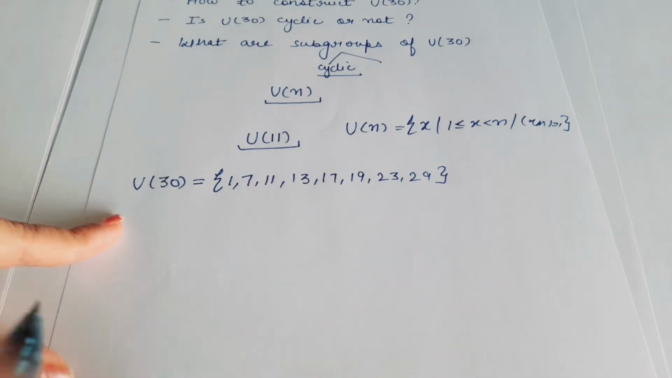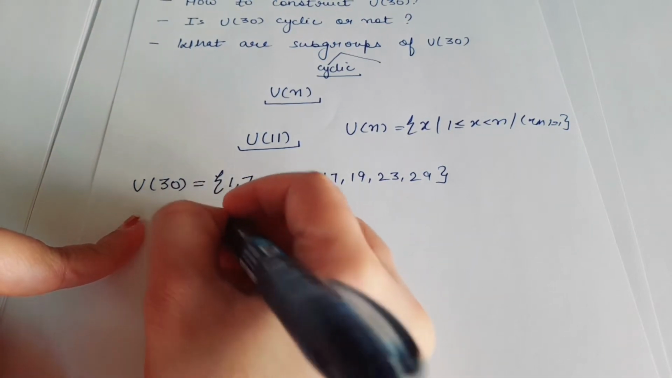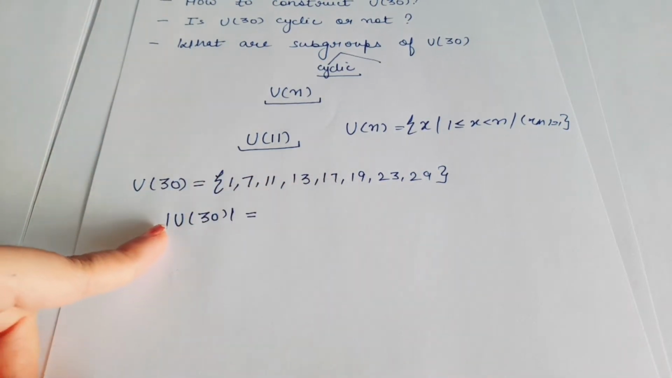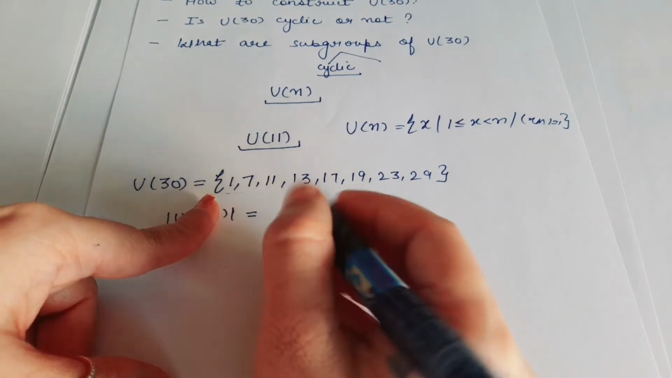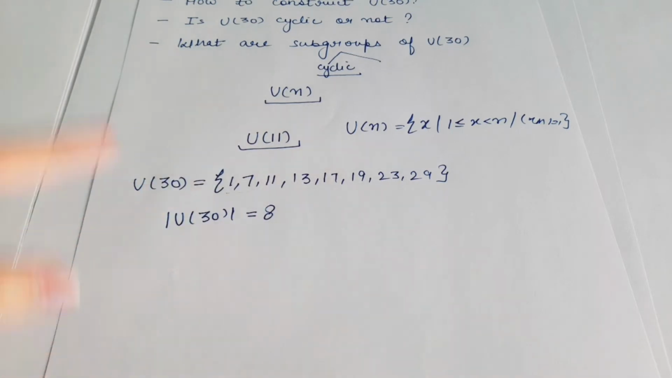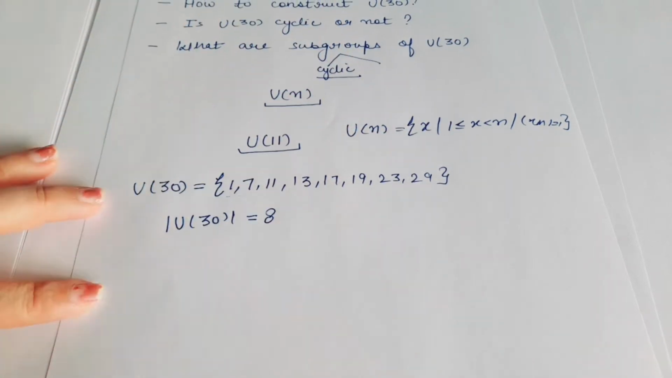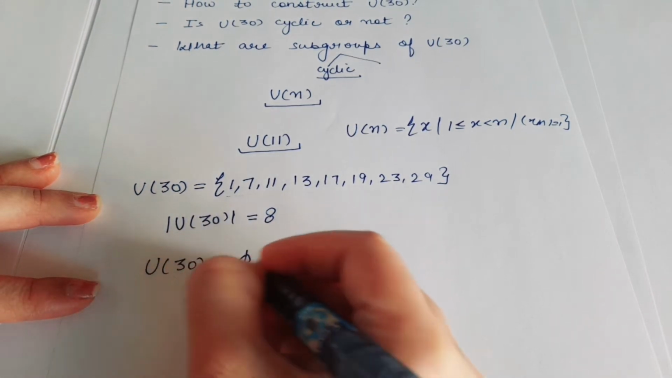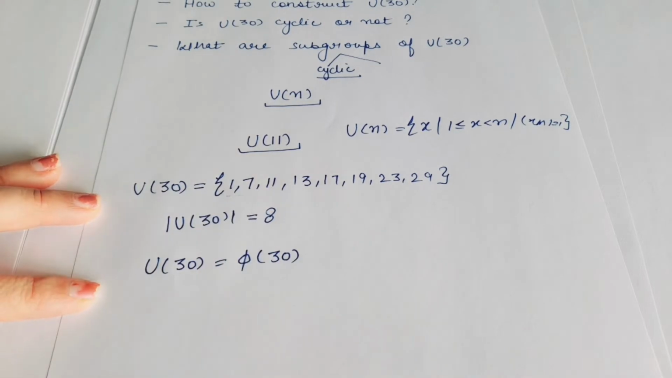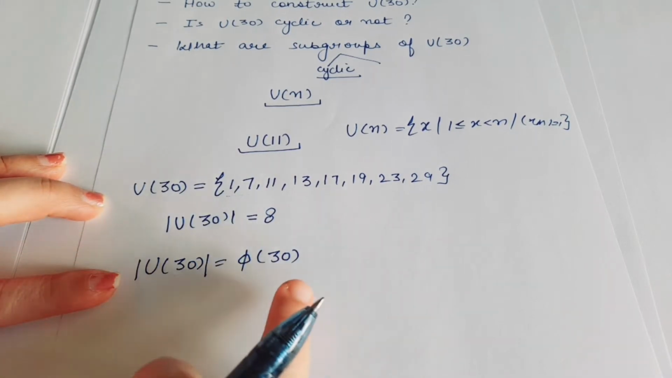Now I will tell you how to find the order of U30. If you can construct U30, then you can easily tell the number of elements: these are 8 elements. Otherwise, if we have a very big number here, how can we tell? By the Phi function, because the order of U30 is Phi of 30.